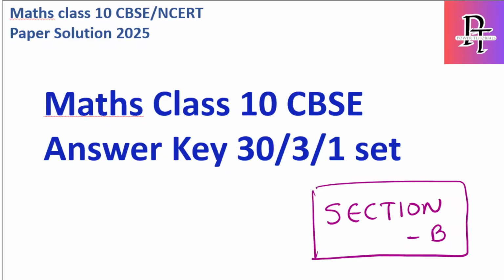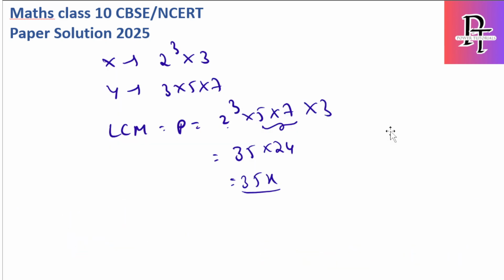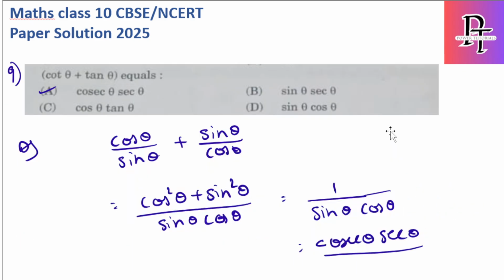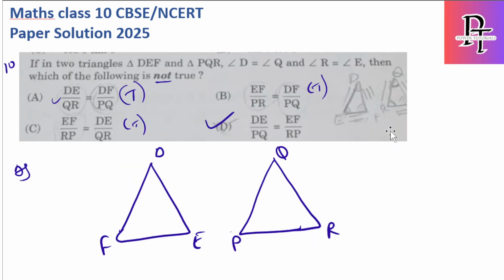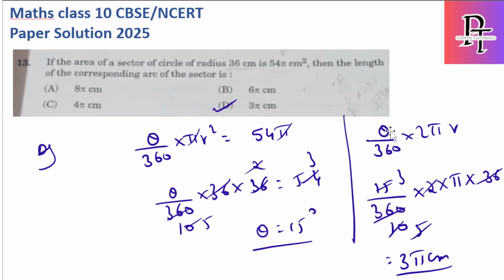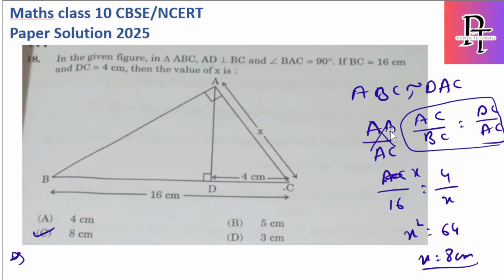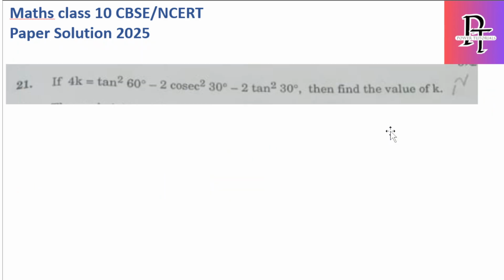So in this video we are going to cover section B of Maths class 10 CBSE board, and the set is 30/3/1 set. In the previous video I covered all the section A questions, starting from 1, 2, 3 and so on, all the MCQs, and also mentioned why the options, and for a few questions also mentioned tips to solve faster. If you want the section A questions, I will keep that link in the description, you can refer to it. So let's start with section B, starting from the 21st question.